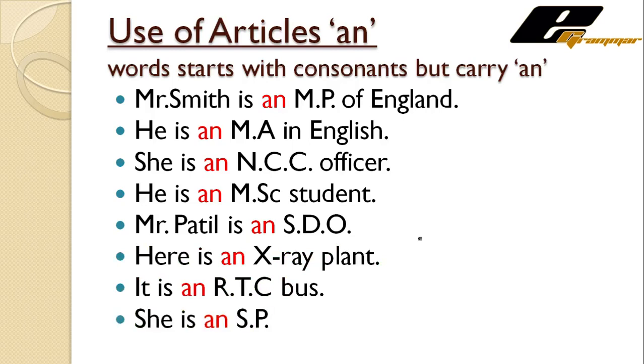She is an SP. Now, if you have noticed while producing this sound MP, MA, NCC, MSc, SDO, X-ray, RTC, SP, before them we use this article an. Why? While producing these words, I used A, MA, MP, MA, A. This A sound comes again and again. That's why I have used this article an before them. Understood? Now let's move to the next part.